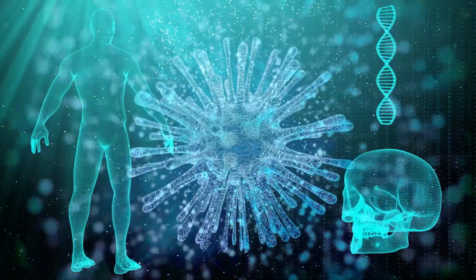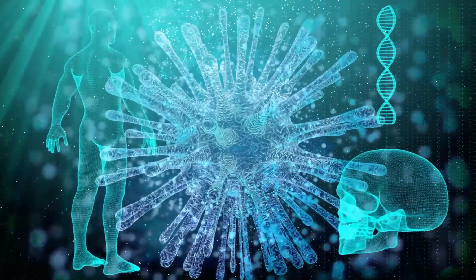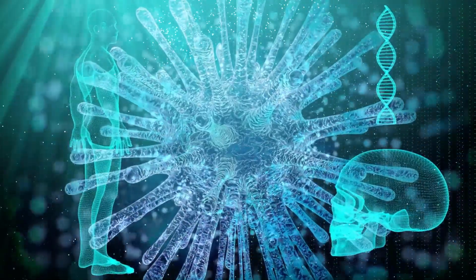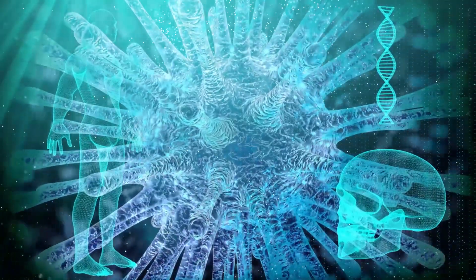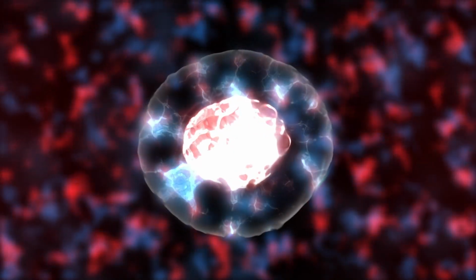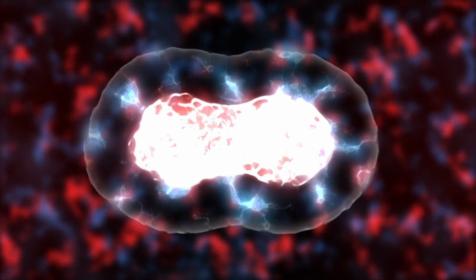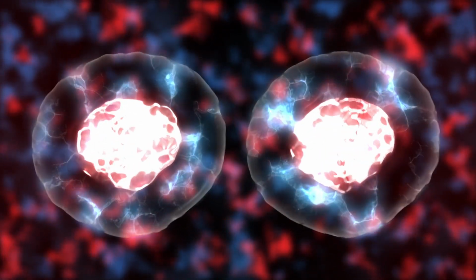Imagine a car with a broken accelerator pedal, speeding out of control. That's what happens in cancer cells. The normal brakes on cell division are either missing or malfunctioning, allowing the cells to divide uncontrollably. So it's like a car that's lost its ability to stop, leading to a dangerous crash.